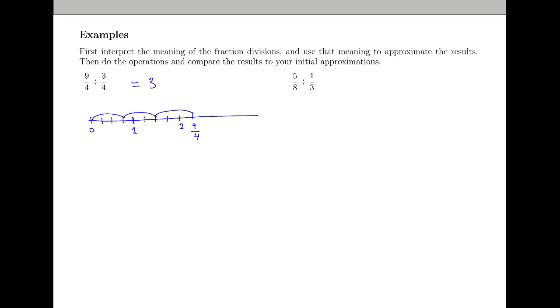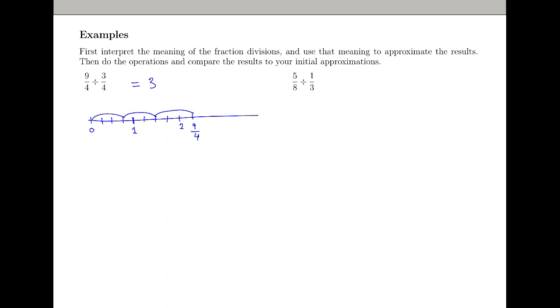Okay. You could also ask, well, 9/4 is 3/4 of what number? And that one, I think, is a little bit more of a mental stretch to think of just mentally. But it will also be 3. 3/4 of 3 is 9/4.